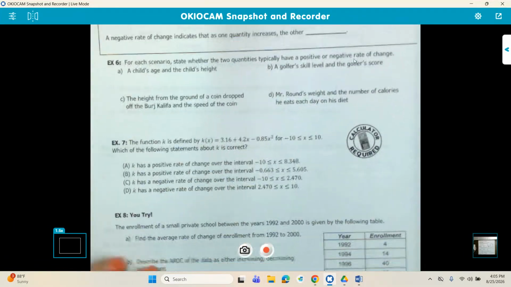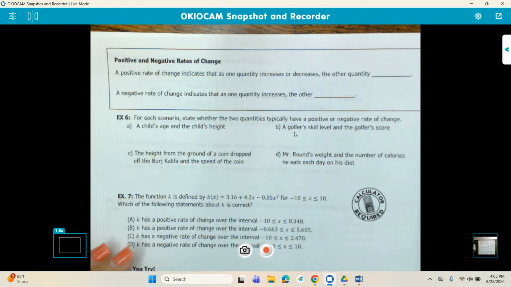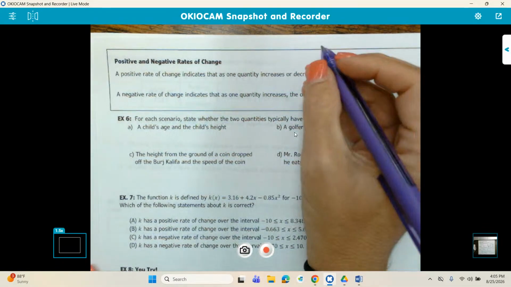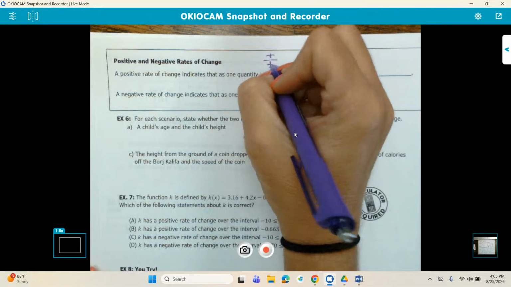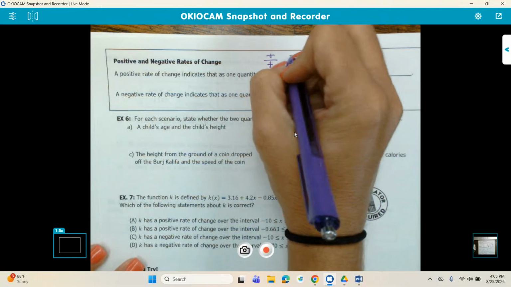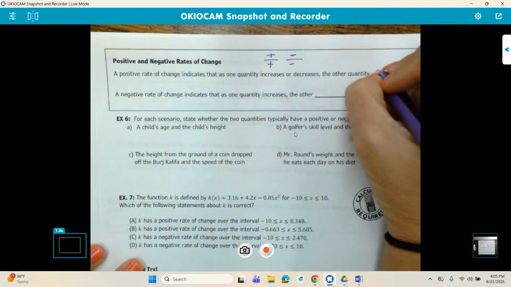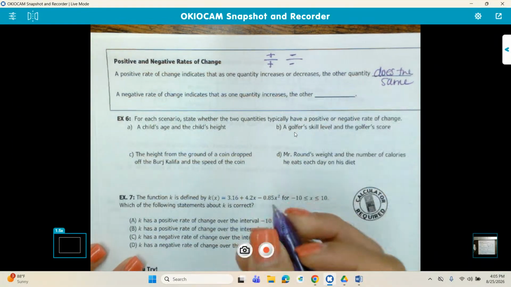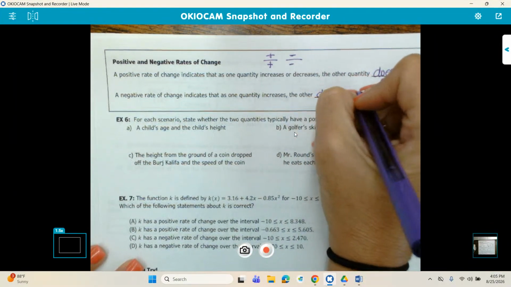Example number 6. All right, let's get up here to the top. Okay, positive rate of change indicates that as one quantity increases or decreases, the other quantity does the same. Because remember, we're doing slope or rate of change as a fraction. So if one increases and the other one increases, then that's positive. If they both decrease, so like I said, does the same, 2 negatives will still make a positive. So this is does the same. Okay, and then it's negative if one quantity increases, the other one decreases.